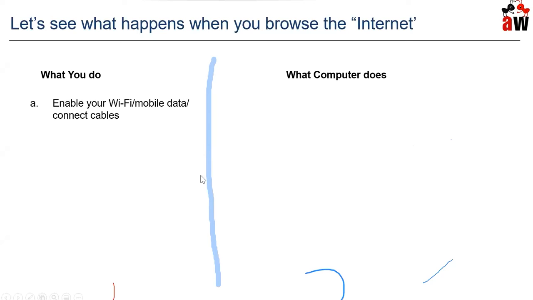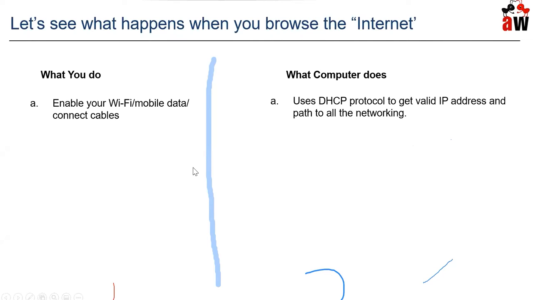So what happens in the computer? The computer will use a protocol called DHCP, Dynamic Host Configuration Protocol, to get an IP address. We discussed that to connect to the internet you need a valid IP address so that you can talk to the other entity. Yes, you can configure the IP address manually, but if you have thousands of computers, you can't just go and remember who has which IP. So the DHCP protocol helps with that.